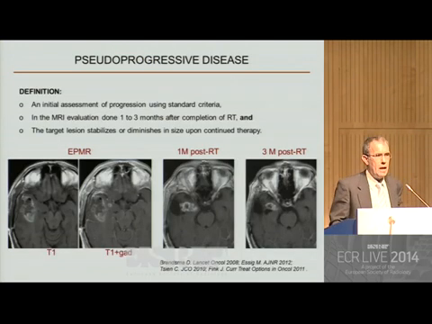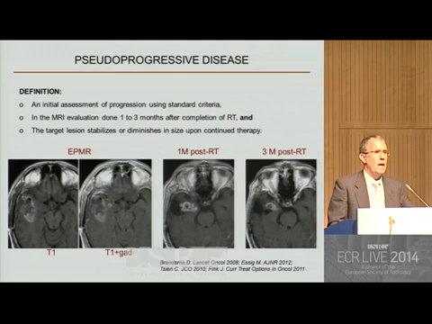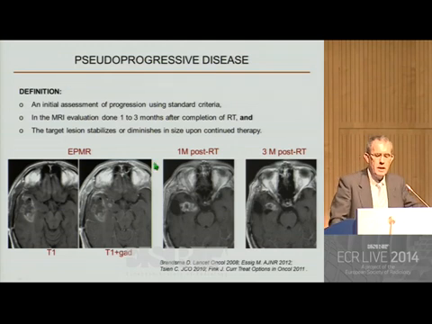But there is another possibility. There is a 5th possibility, which is pseudoprogressive disease. Pseudoprogressive disease is a non-tumoral increase of the contrast enhancement. A more accurate definition will be an initial assessment of progression using standard criteria in the MRI examination done 1 to 3 months after radiotherapy, and when this target lesion stabilizes or diminishes in size upon continued therapy.